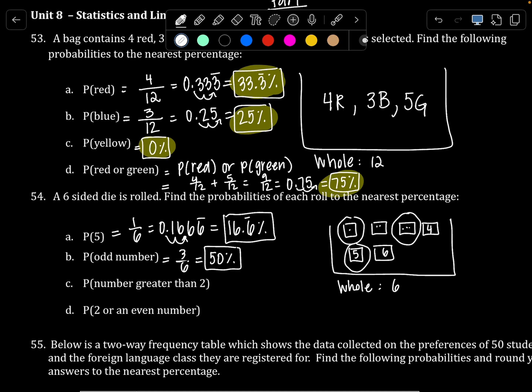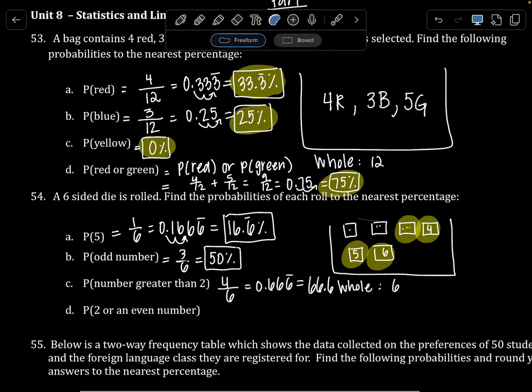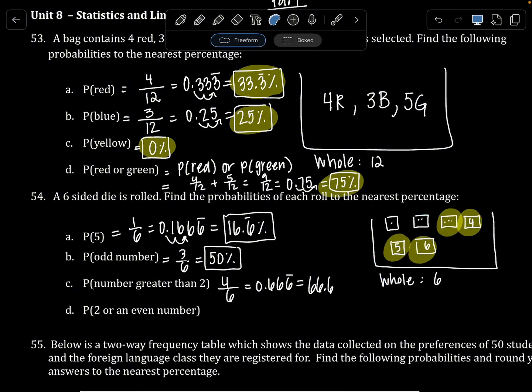What about that you're greater than 2? You're not equal to 2, but greater than 2. How many faces are those? 4. Oh, greater than 2. 1, 2, 3, 4. 4 out of the total of 6. That is equal to, again, 0.666 repeated, which is equal to 66.6 repeated. Oh, sorry. I'm going to move my image that way. There you go.